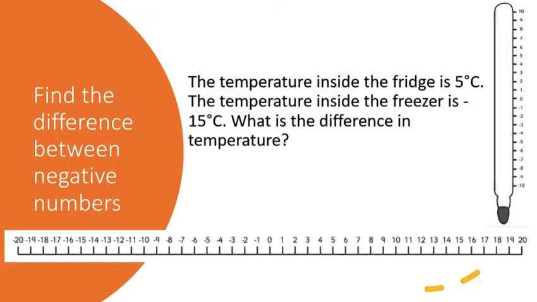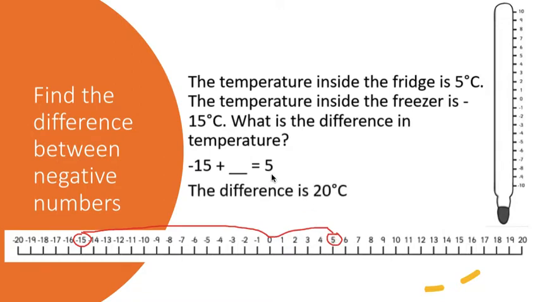Okay, let's have a look together then. The temperatures we're looking at are 5 degrees and minus 15. We want to find the difference, how many jumps between these. So I can jump 15 to the 0, and then another 5. 15 and 5, I've jumped 20. So minus 15, count on 20 equals 5. So the difference is 20 degrees C. Well done if you got that one correct.